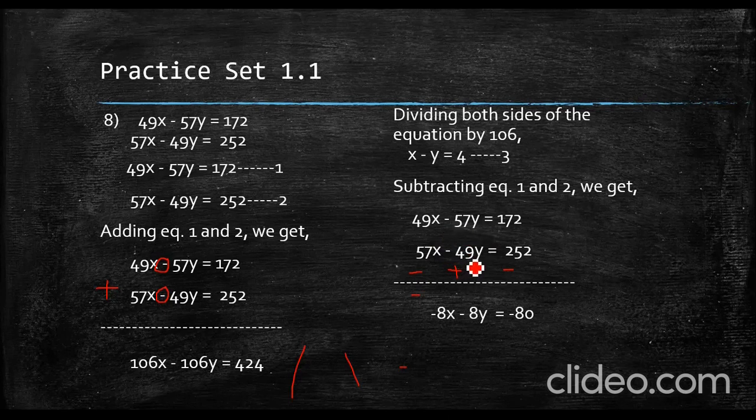-57 plus 49. ये जो नया साइंस है ना, उसको ही देखना है, पुराने साइंस को you can forget. सेकेंड इक्वेशन का, तो -57 plus 49 gives you -8 again. Different sign, subtract. 57 minus 49 is 8. Use the sign of the bigger number. Bigger number is having a minus sign. 172 minus 252 is -80. Clear everyone?